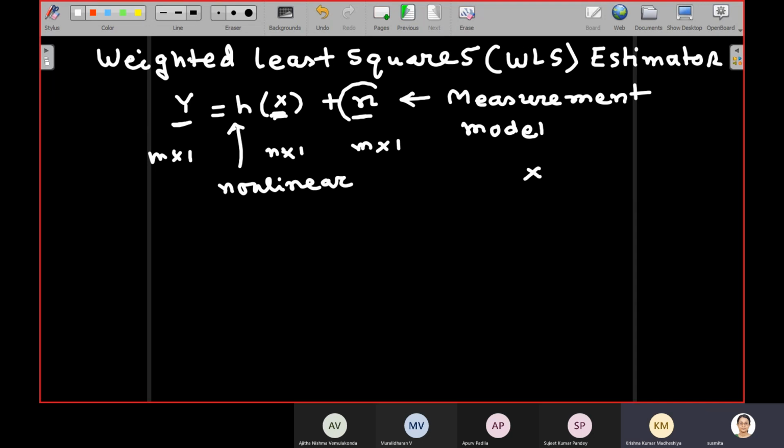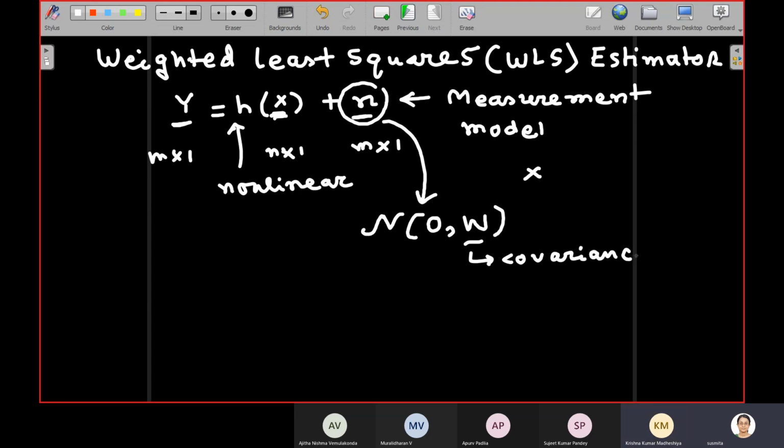And n is statistically modeled. So let's say n is Gaussian distributed with zero mean. Generally the measurement error will have zero mean, and let's say the covariance is W. Now instead of writing variance, we are writing covariance. We discussed covariance, so in case you are not sure what covariance is, refer to it. We also talked about the Gaussian PDF for an n-dimensional random vector. So W is the covariance matrix. It is symmetric.